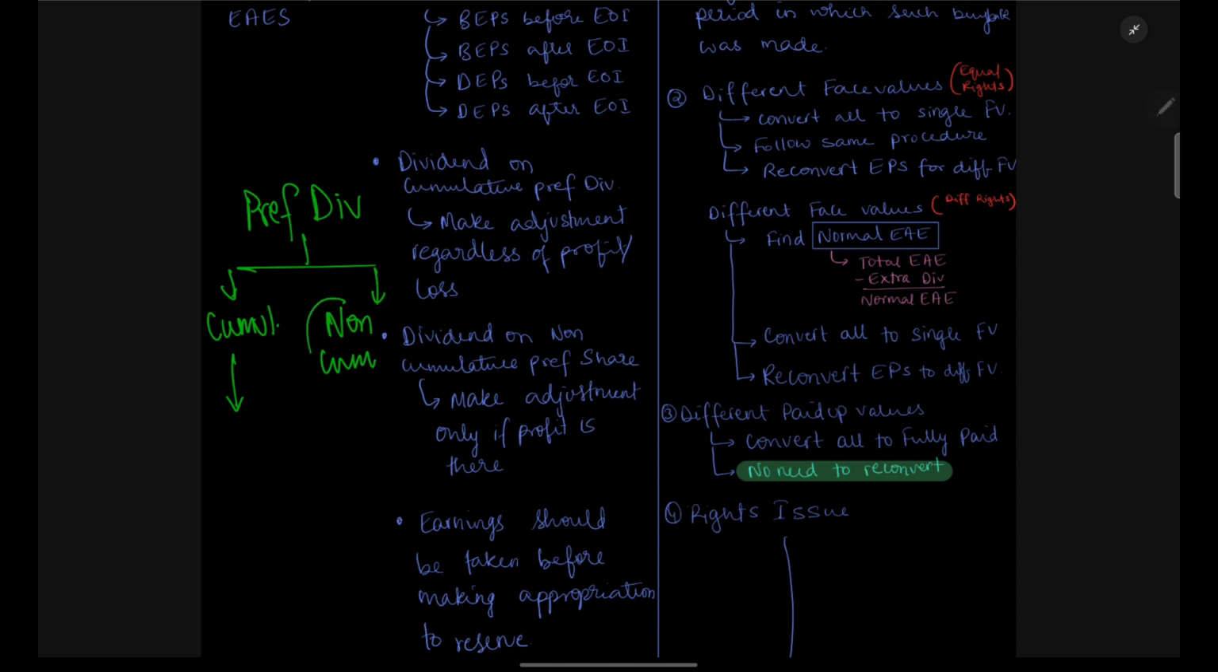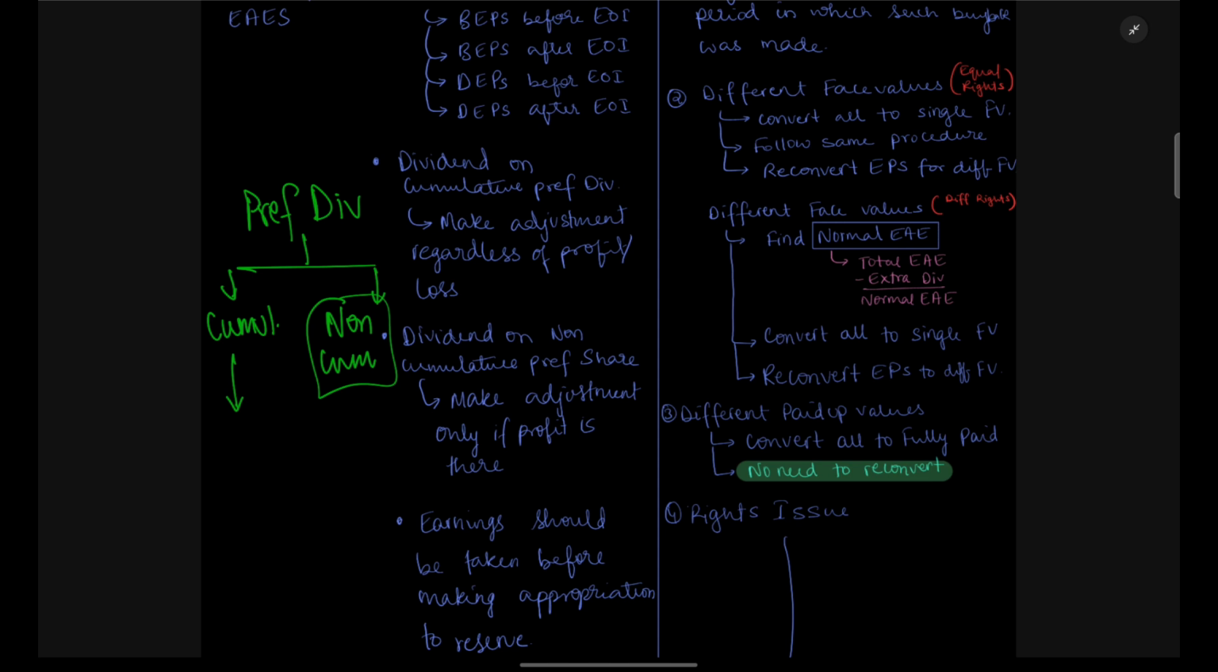Okay, so in case of non-cumulative, if there is no sufficient profit this year, then the preference shareholders won't get any dividend. He won't get it in the next year also. It's just gone. No profit means he won't get any dividend. So that is non-cumulative. He will get dividend only if there is profit.